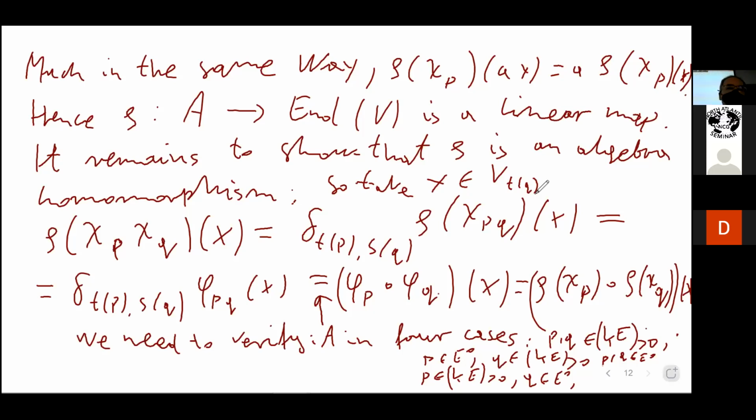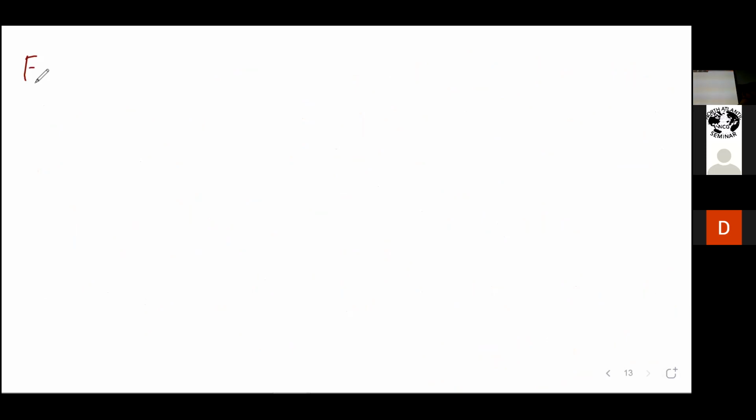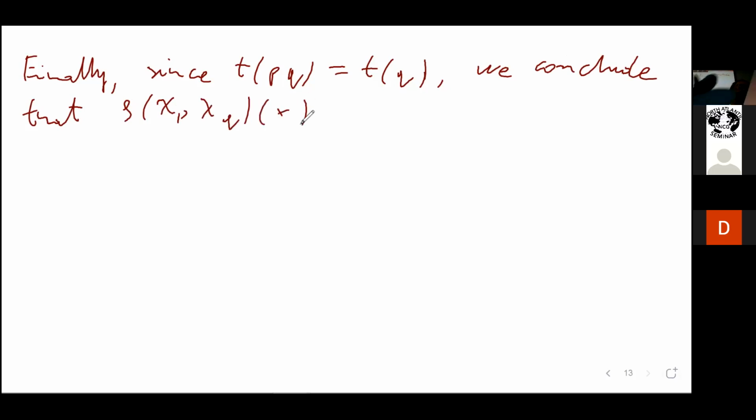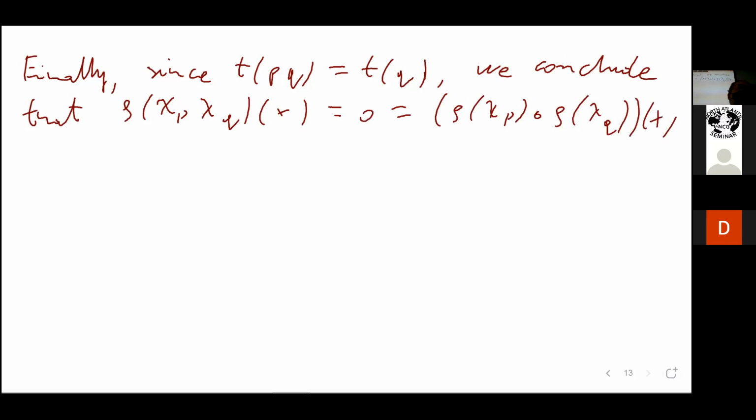So to finish the argument, finally, since the end of PQ is equal to the end of Q, we conclude that rho of chi P chi Q of X equals 0, equals rho of chi P composed with rho of chi Q of X, for X not in V_{t(Q)}.